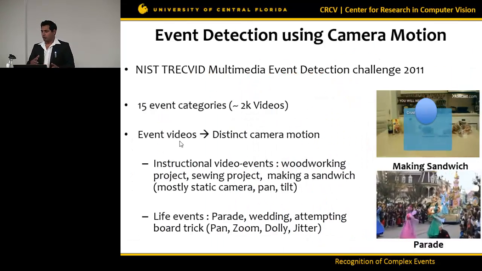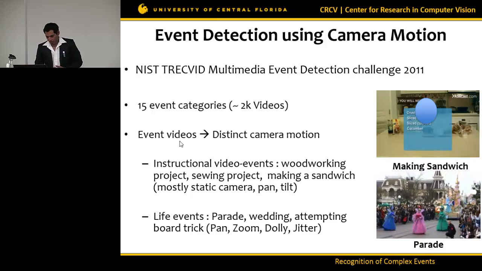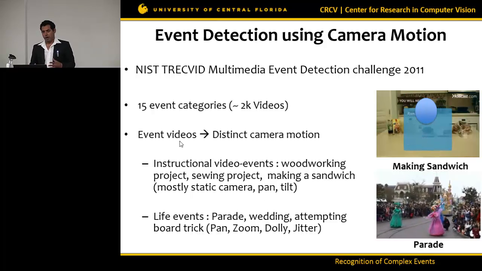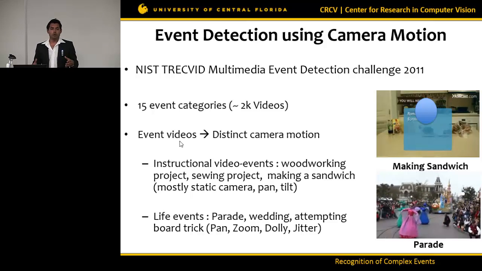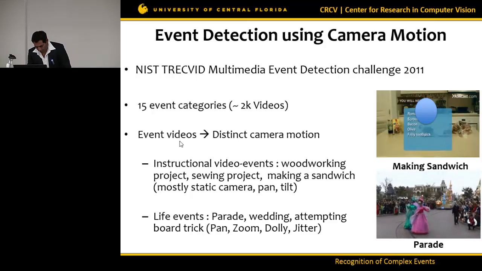Now, finally, one last contribution of this method is toward event detection, where you have 2 different kinds of events, making a sandwich versus parrot. And we want to show how the representation of camera motion can discern between these kinds of events.